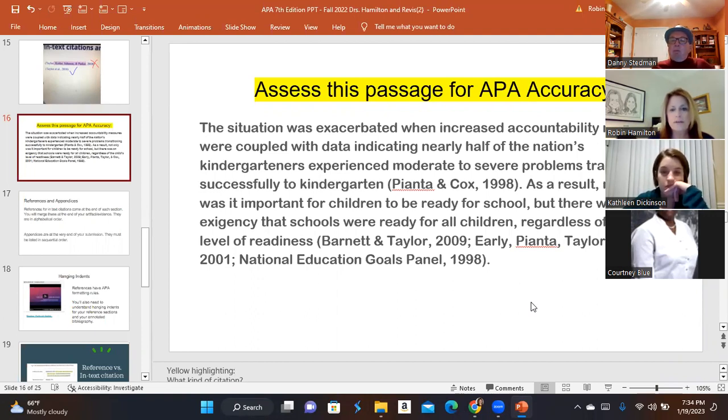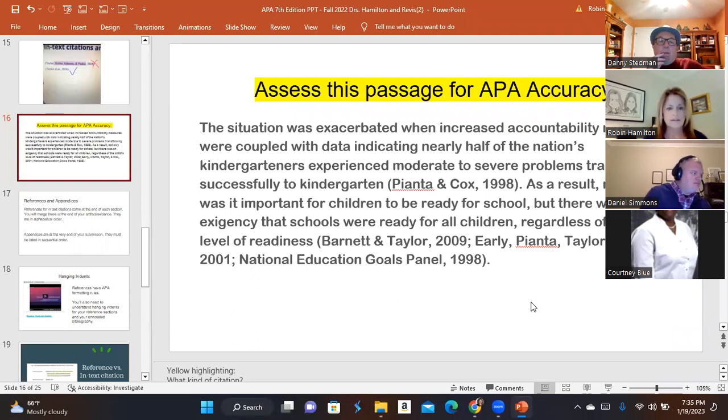So I'll just point out that for Barnett and Taylor, the ampersand is correct because it's inside parentheses. If this is a paragraph, it's not indented. That's correct. And how far should it be indented? Half inch. A half inch. That's right. And I don't know that there's anything else in there. I think that was all.